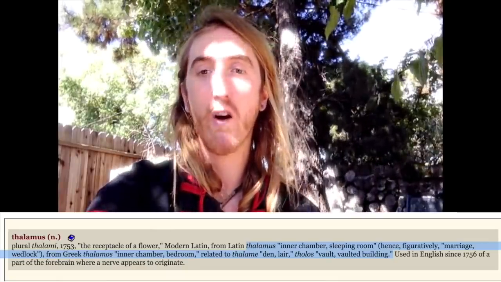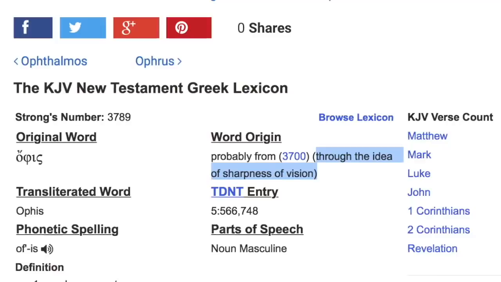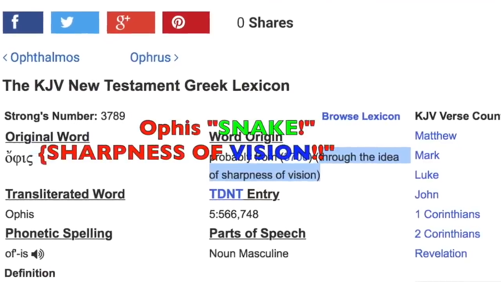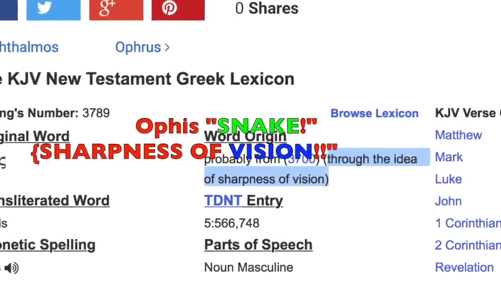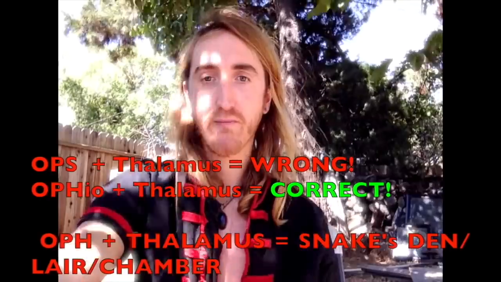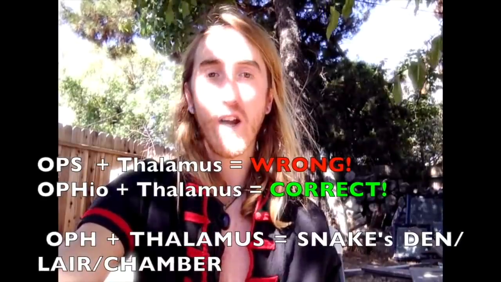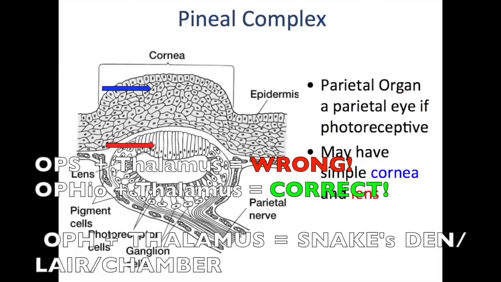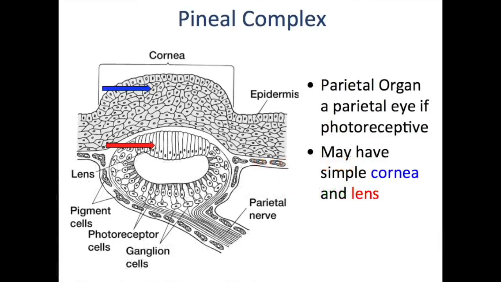The prefix of the word-forming element ophi, O-P-H-I, however, refers to a serpent or snake. So look at the word again. It's ophthalmos, not opthalmos. From the point of view of biological evolution, the pineal gland represents a kind of atrophied photoreceptor, which means a receiver of light.